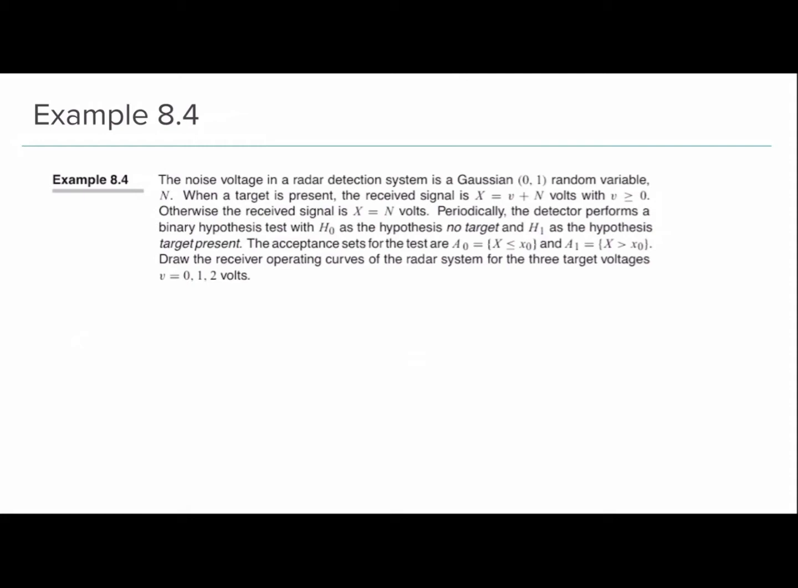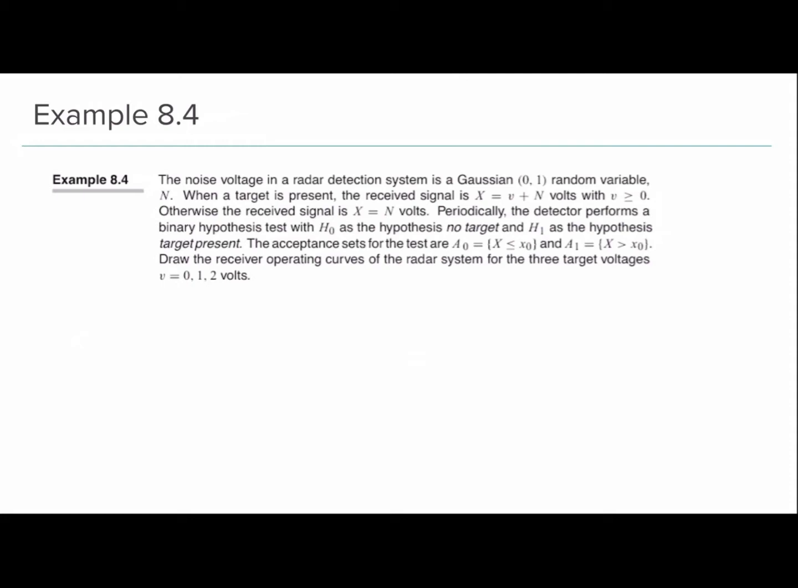So the first problem that we're looking at is example 8.4, and it says the noise voltage in a radar detection system is a Gaussian 0, 1 random variable N. When a target is present, the received signal is X equals V plus N volts with V greater than or equal to 0. Otherwise, the received signal is X equals N volts. Periodically, the detector performs a binary hypothesis test with H0 as the hypothesis no target and H1 as the hypothesis target present. The acceptance sets for the test are A0 equals X less than or equal to x0 and A1 is the set X greater than x0.